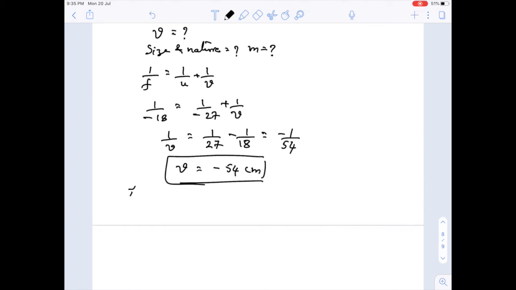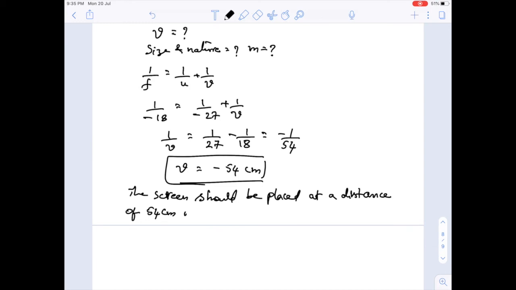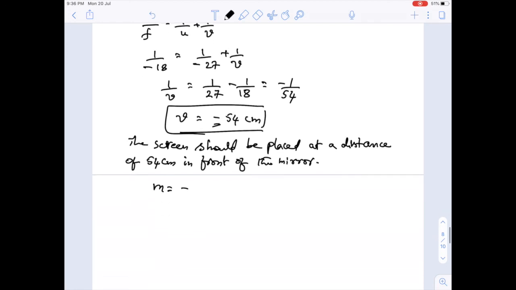Therefore, the screen should be placed at a distance of 54 centimeters. Where should it be kept? In front of the mirror, because it is negative. So, in front of the concave mirror. Now, let us calculate the magnification.